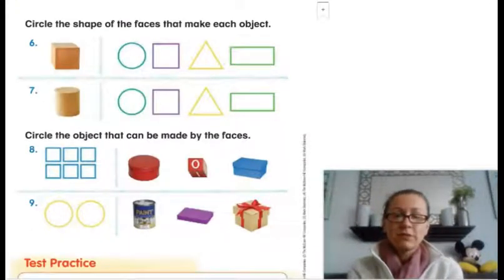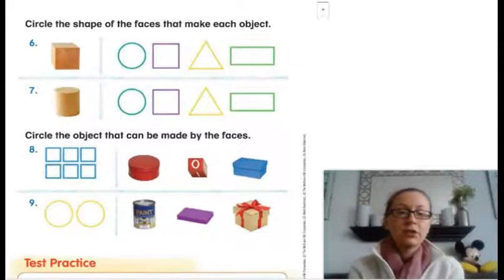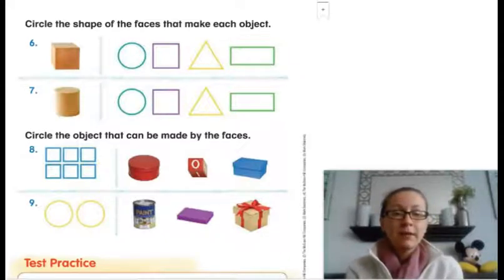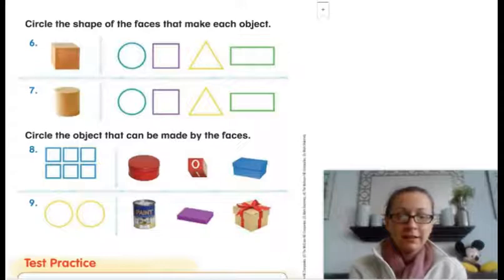Here are your directions for number 6 and number 7. You need to circle the shape of the faces that make each object. Remember, the face is the flat part of the shape. So number 6, your shape is a cube. So go ahead and circle the shape that makes the face of that cube. Number 7, your shape is a cylinder. So you need to circle the face that makes up the face of the cylinder.